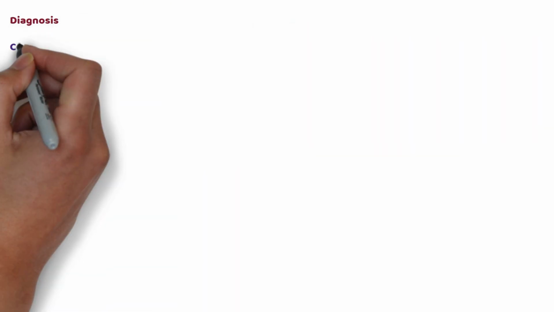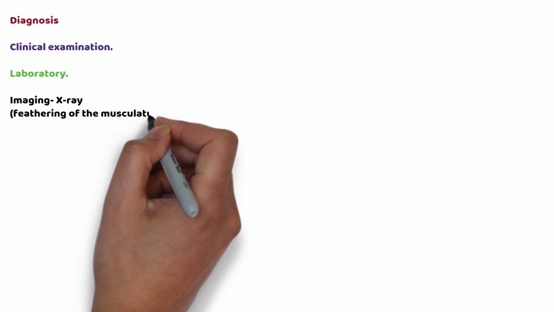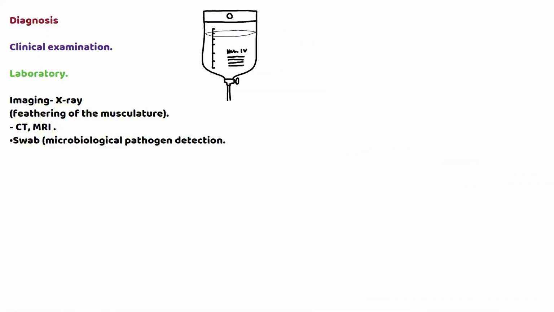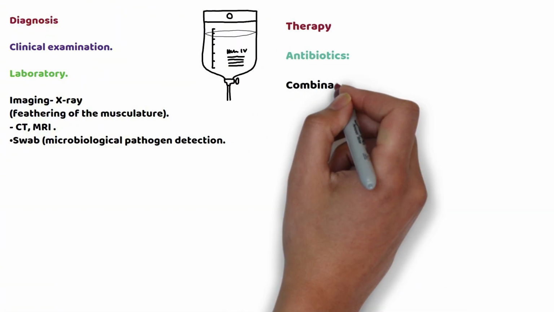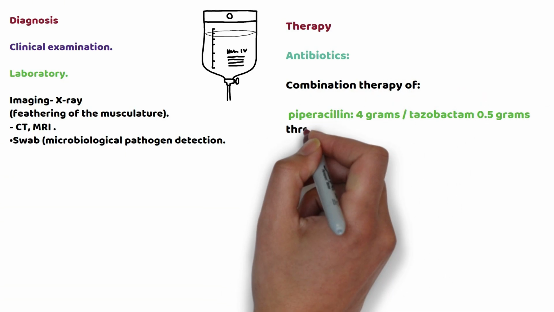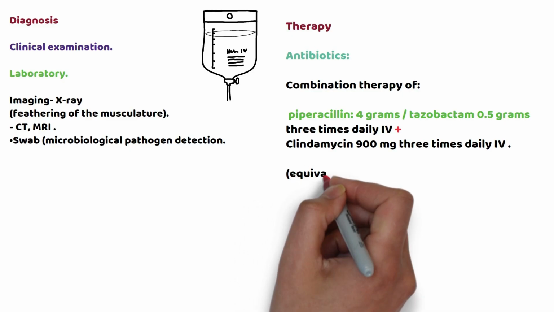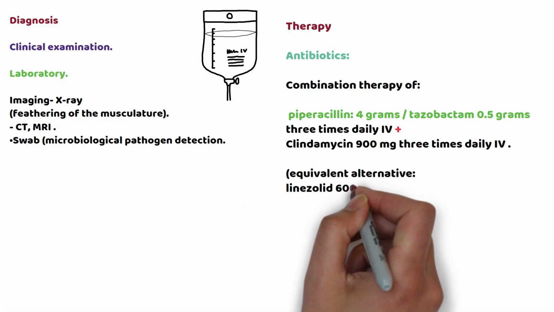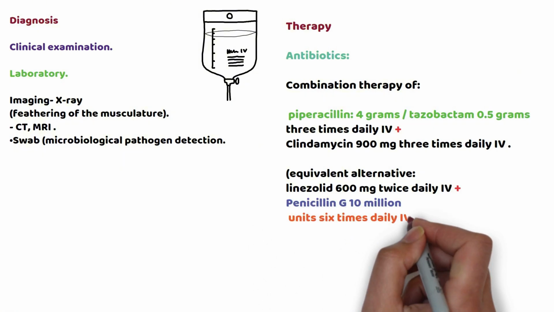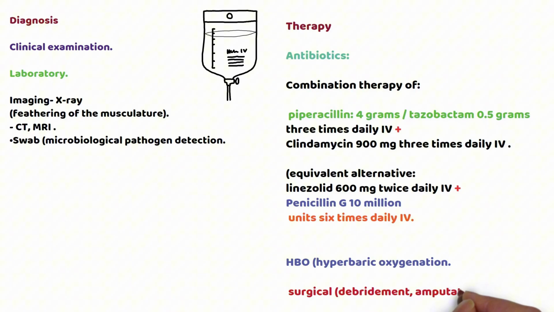Diagnosis: clinical examination, laboratory, imaging: X-ray, feathering of the musculature, CT, MRI, swab, microbiological pathogen detection. Therapy: antibiotics, combination therapy of piperacillin 4 grams, tazobactam 0.5 grams, 3 times daily intravenous route plus clindamycin, 900 milligrams, 3 times daily intravenous route. Equivalent alternative: linezolid, 600 milligrams, twice daily intravenous route plus penicillin G, 10 million units, 6 times daily intravenous route. HBO, hyperbaric oxygenation. Surgical: debridement, amputation.